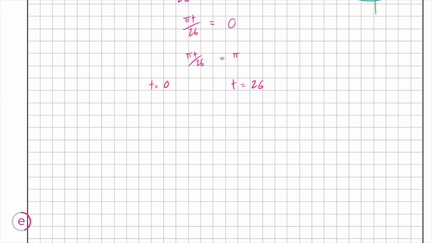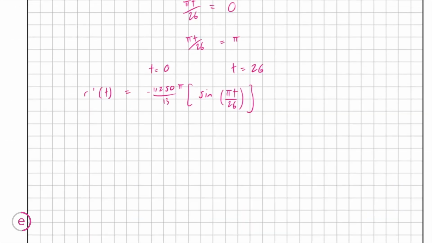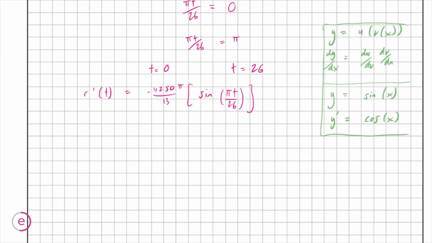So now we just need to determine which one of these is a minimum and which one is a maximum. They've told us to use r double dash t to do this. So we're going to have to figure that out using differentiation. So here we have r dash t, and we're just going to use the chain rule to differentiate this, which as we know is just here in our log tables. And we also have sine involved, so we know the derivative of sine x is just going to be cos x.